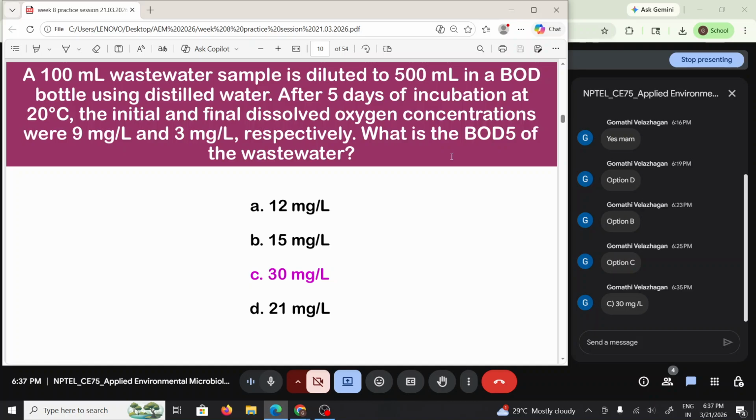So the right answer is 30 milligram per liter here. The reason is we have the DO initial as 9 milligram per liter and DO final as 3 milligram per liter. So DO depletion is 6 milligram per liter here, and our assumed dilution factor is 5. So we have diluted it 5 times, from 100 to 500. Therefore 6 into 5 is equal to 30 milligram per liter, which is the BOD observed in the original wastewater.